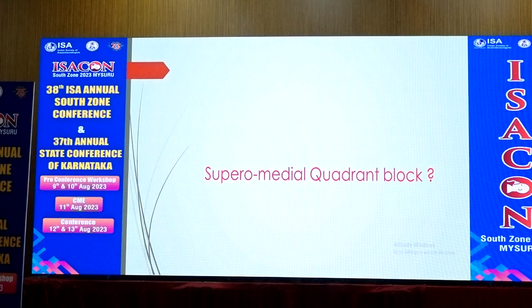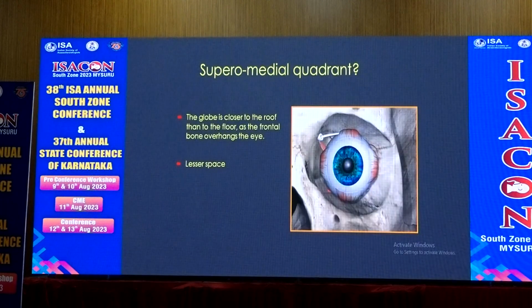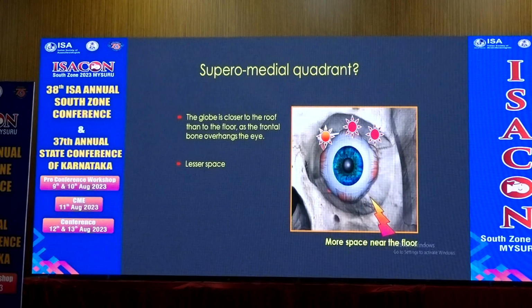Now moving on to the second supplementary block which many of the postgraduates still tend to follow, that is the superomedial quadrant block. Why should we not follow it? As you can see here, the globe is closer to the roof here. So the frontal bone overhangs here. There is much less space available here, whereas at the inferolateral space there is more space available, and there are many instances of globe perforation occurring.